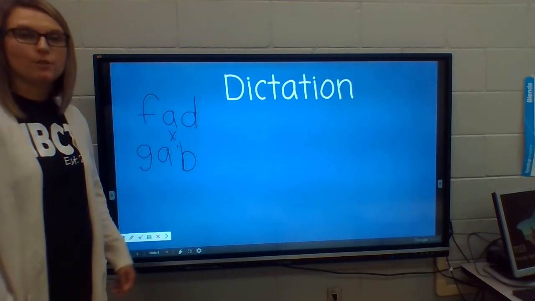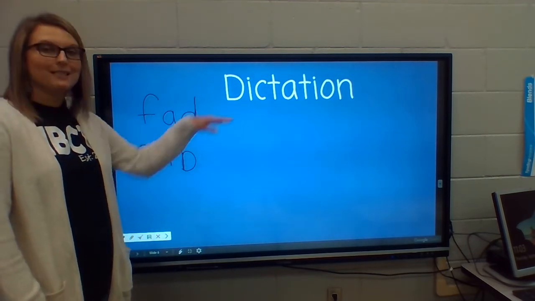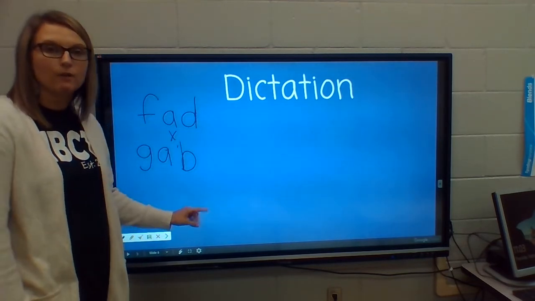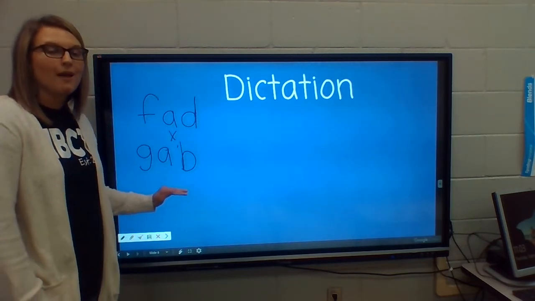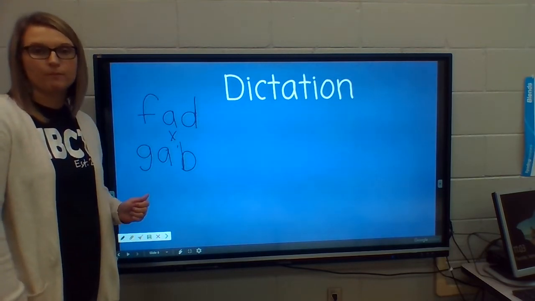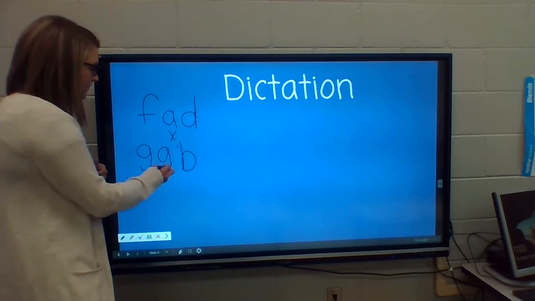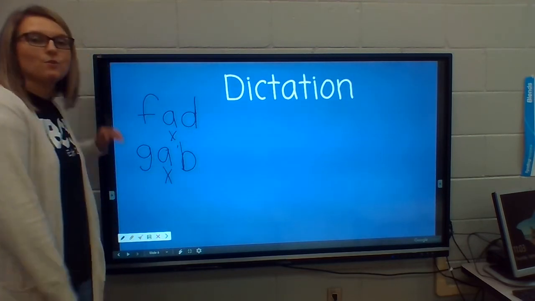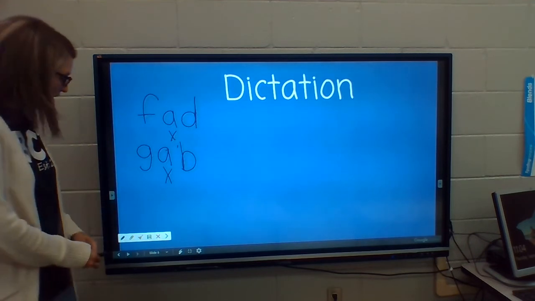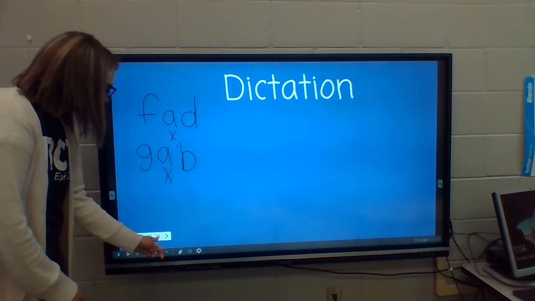And what do I need to do to my word when I'm writing it for dictation? When I'm dictating, I'm telling you the word and you're writing it for me, we're going to mark it with an X under the vowel. Which one of these letters is a vowel? It's the letter A. So we're going to mark it with an X. So we have fad and gab. Y'all did such a great job.